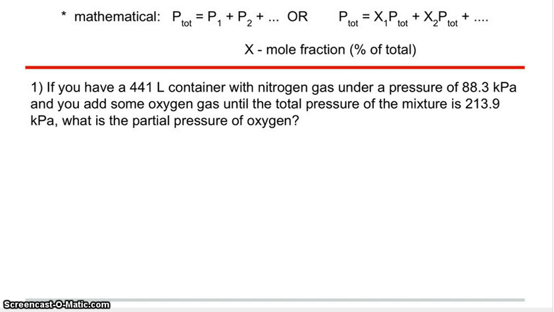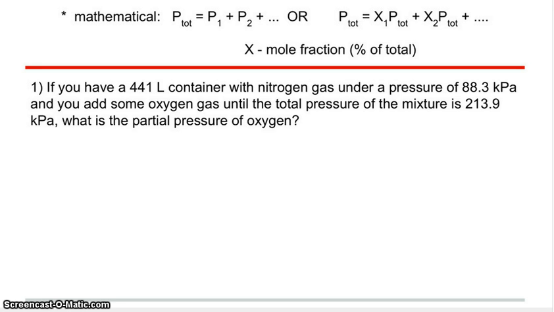You will also sometimes see it as your partial pressure is equal to X1 times P total, or total pressure, and that X is going to be a mole fraction, or your percent of your total, what percentage that gas makes up. And when we write that percentage, we're going to write that as a decimal. So you can multiply your percentage times the total pressure.